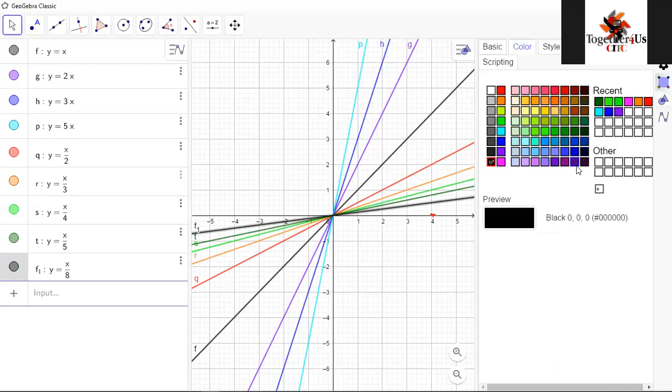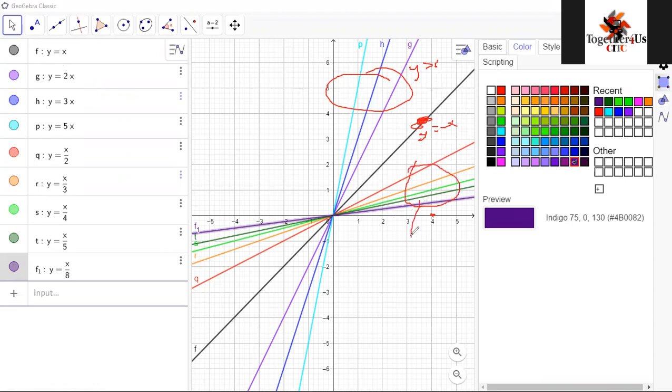I will stop there and now talk about the meaning of this. So this graph here is our original graph. I just want to take a suitable color. I think red will do. This graph here is our original function, y equals x. And these three graphs show us what happens when the gradient is greater than 1. And these ones here show us what happens when the gradient is less than 1.